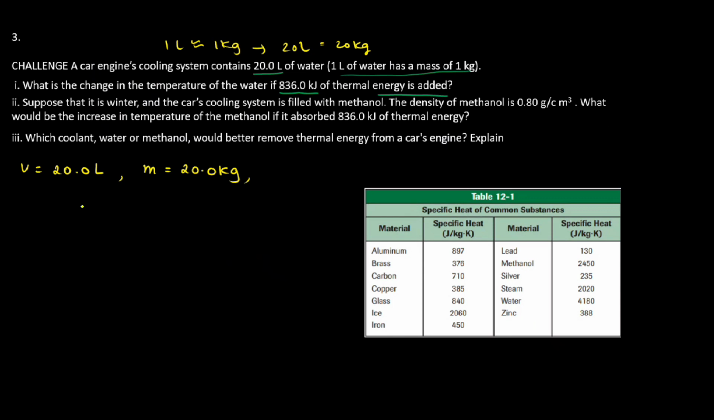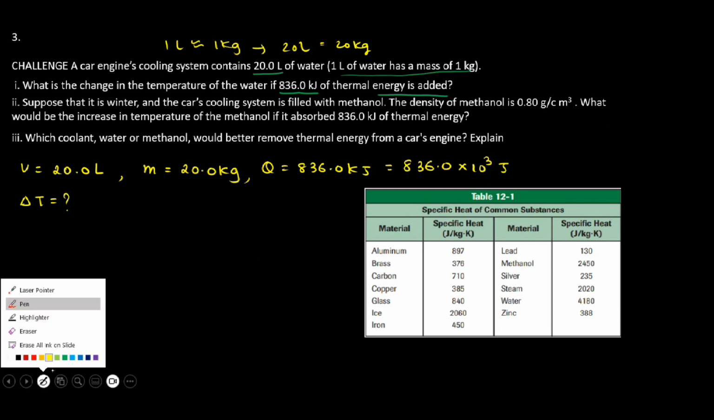And first part of the question says that if I add a thermal energy of 836.0 kilojoule, what is the change in temperature of water? I want to find what is the change in temperature. So we will be finding what is delta T. First, I will convert this thermal energy from kilojoule to joule. Kilo means 10 to the power 3 or 1000. So I will multiply this number here with 10 to the power 3 to convert it to joule.